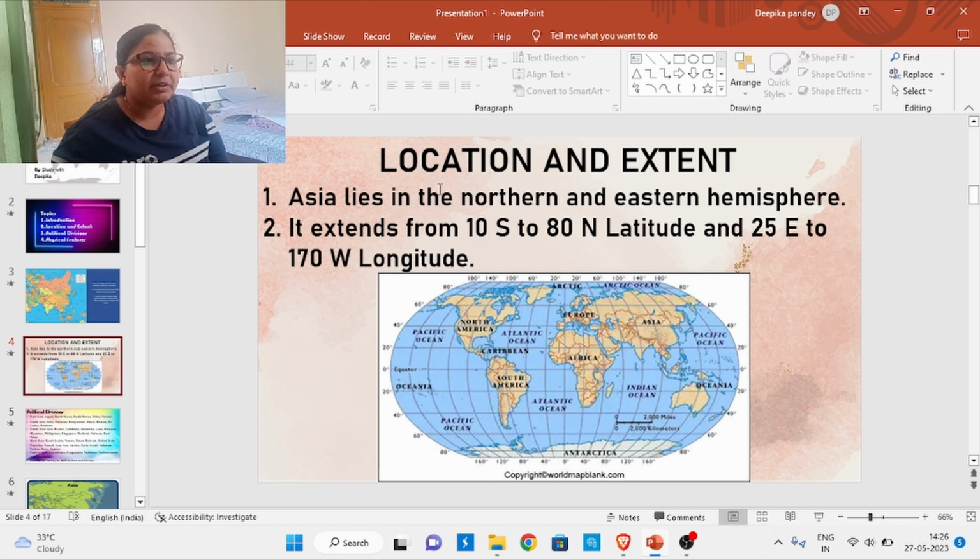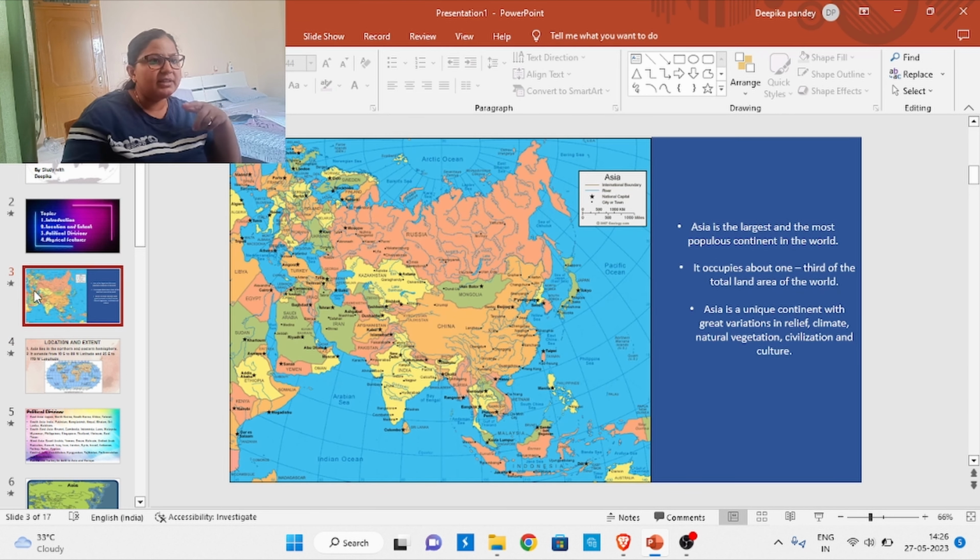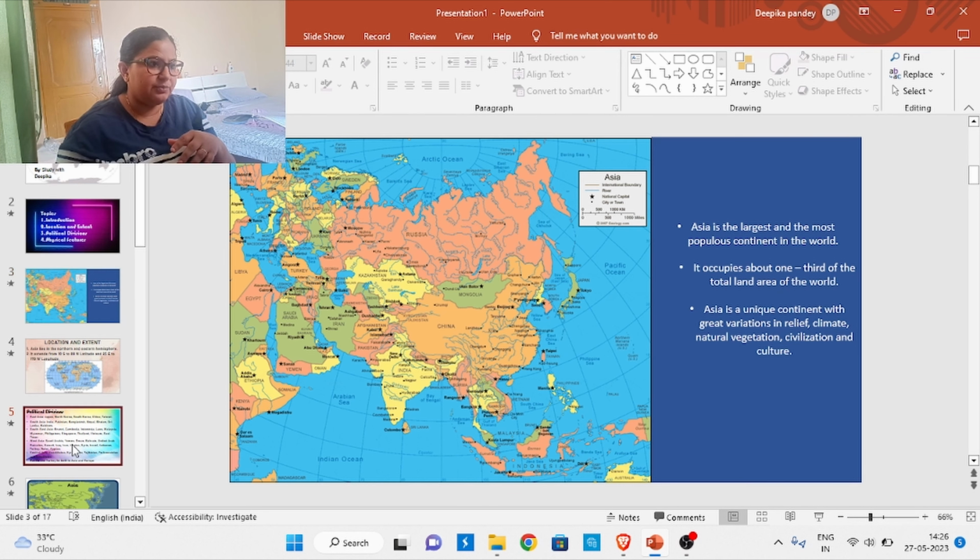So that covers the location and extent, and what all surrounds it. So I hope this would have been clear to all. Now children, adding to your knowledge, I would also like you to tell about its political division now.